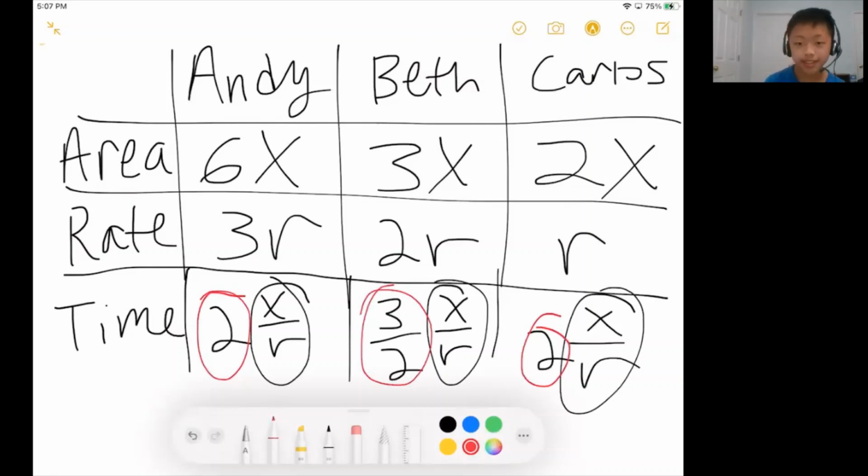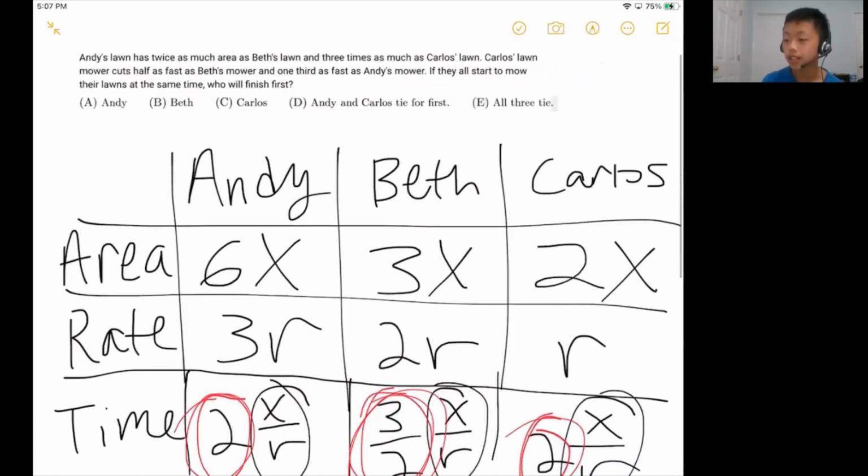And we see that Beth's coefficient 3/2 is smaller than the other 2 coefficients of 2. And that tells us that Beth will finish mowing the lawn before Andy and Carlos. So that tells us that the answer would just be B, which is the right answer.